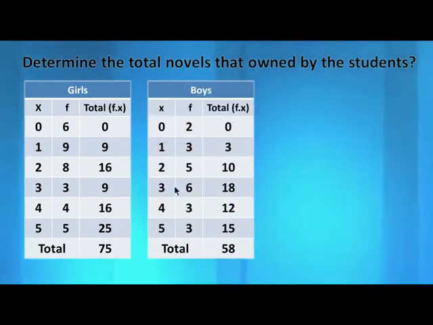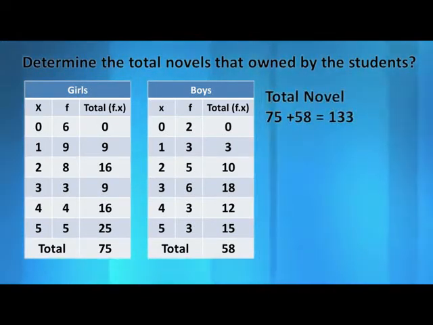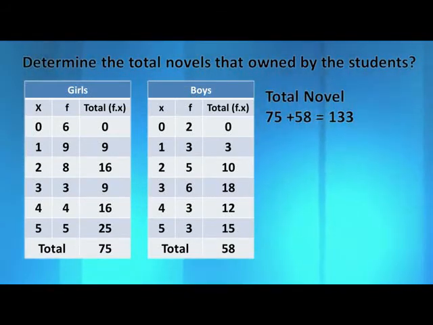How about the boys? You do the same. 2 students each have 0 novels, so the total novels is 0. 3 boys have each of them 1 novel. It means there are 3 novels. 5 boys, each of them have 2 novels, so the total novel is 10. You add all these numbers together, you got 58. So the total novel that owned by the students that got surveyed is 75 plus 58 equal to 133.